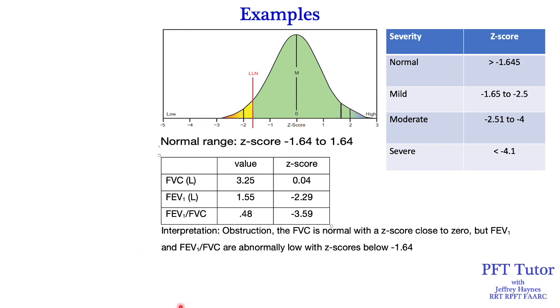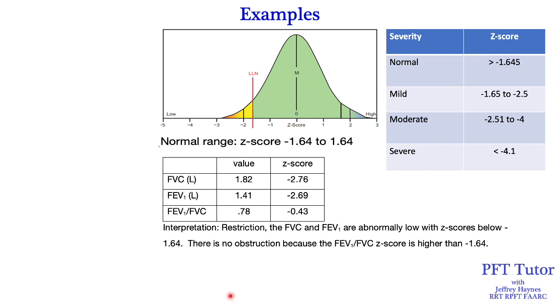So the interpretation, there is obstruction. The FVC is normal with a z-score close to 0, but the FEV1 and FEV1 to FVC ratio are abnormally low, both with z-scores below the lower limit of normal of minus 1.64. We can also use the z-scores to assess the severity of these defects. So the FEV1 has a z-score of minus 2.29, so that would be mildly impaired. But the FEV1 to FVC ratio has a z-score of minus 3.59, so that would be moderate severity.